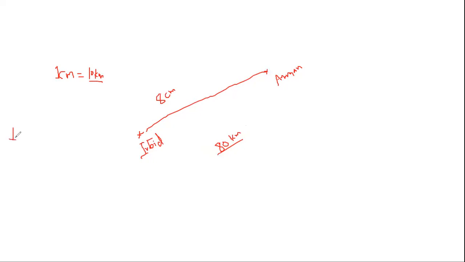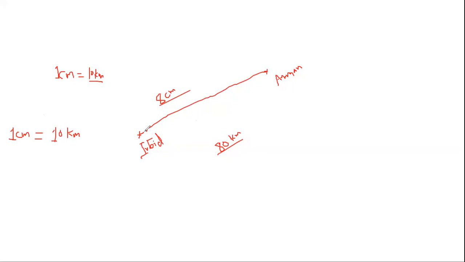On the map scale, for example, 1 centimeter stands for, means 10 kilometers. So the distance between Irbid and Amman on the map must be 8 centimeters, because each centimeter stands for 10 kilometers. Since the distance between Irbid and Amman is 80 kilometers, and each 1 centimeter equals 10 kilometers, the distance on the map must be 8 centimeters. Right.